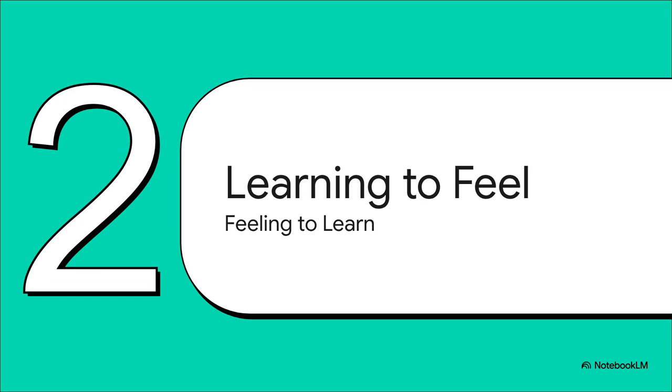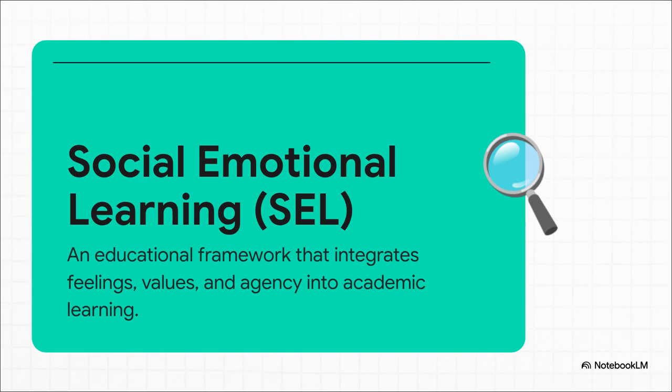So how do you actually build this kind of thing into a curriculum? Well, the answer is in a framework called social emotional learning, or you'll hear it called SEL for short. Okay, so SEL isn't just about managing your feelings. It's this really powerful framework that intentionally weaves feelings, personal values, and the power to actually do something, what we call agency, directly into academic subjects. The whole goal is to help students become more empathetic, responsible, and just better at working together.